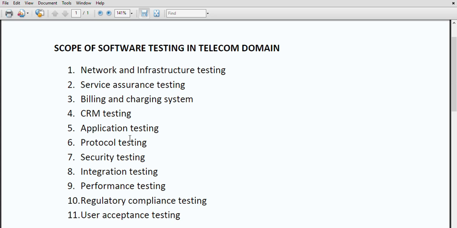So in the telecom domain, as a software tester, you can play a very important role in ensuring the reliability, performance, and functioning of the various telecom systems.